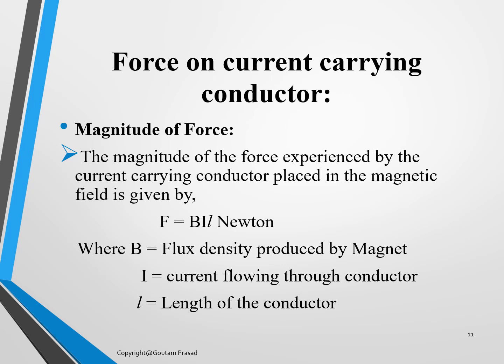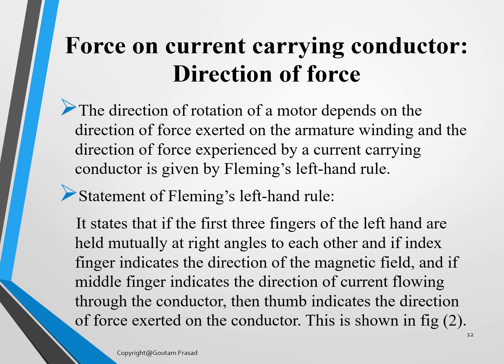So the same thing that I have already explained, BIL sine theta is the formula with the help of which we calculate the force on the current carrying conductor. The direction of rotation of the motor depends on the direction of the force exerted on the armature winding, and the direction of the force experienced by the current carrying conductor is given by Fleming's left hand rule. And what does Fleming's left hand rule state?